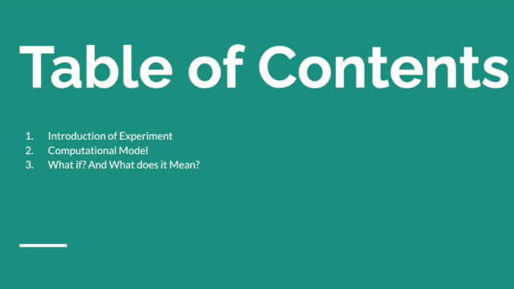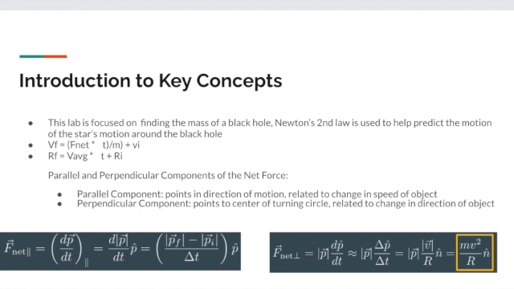Just going over the table of contents. We'll start with an introduction to the experiment, then the computational models, and then answer "What if?" and "What does it mean?" Like the past two models, one of the key concepts is Newton's second law. This is going to help us predict the star's motion around the black hole.